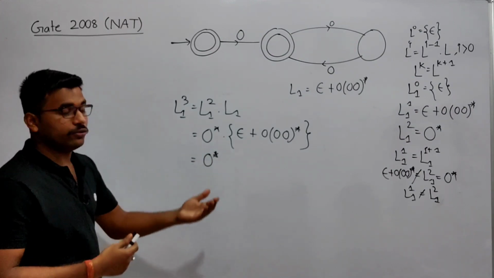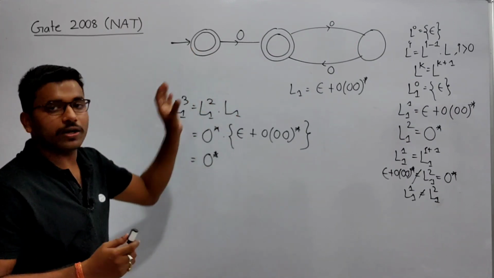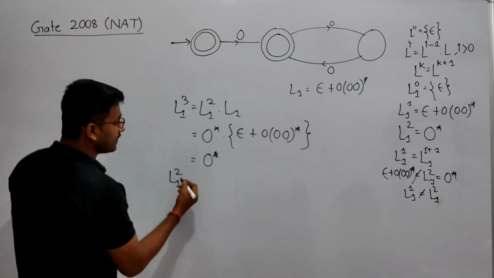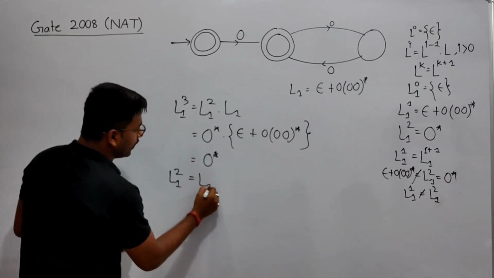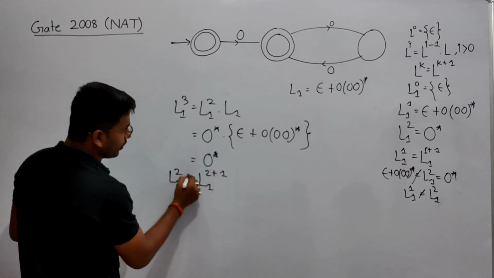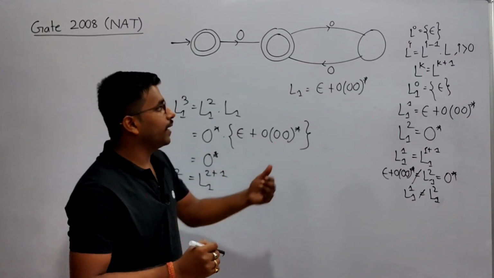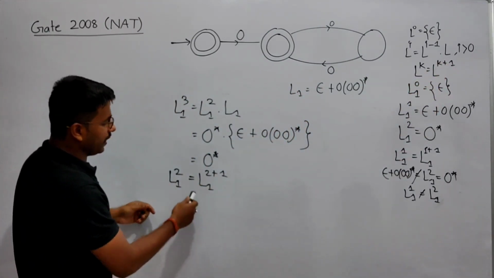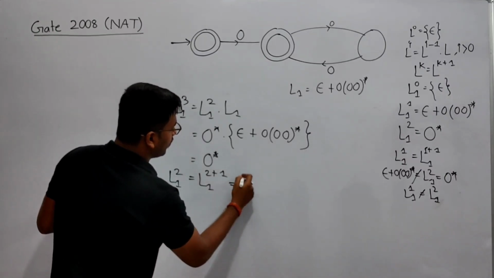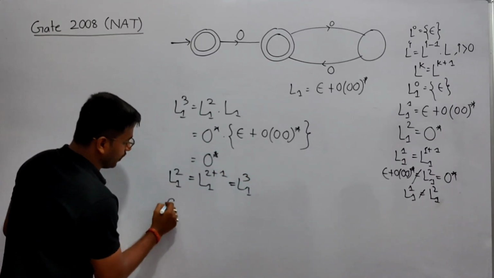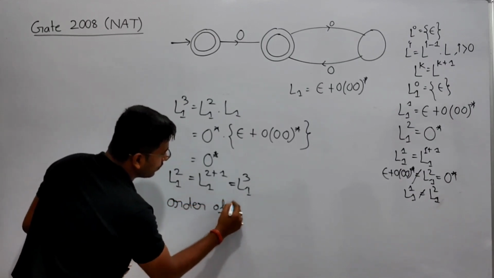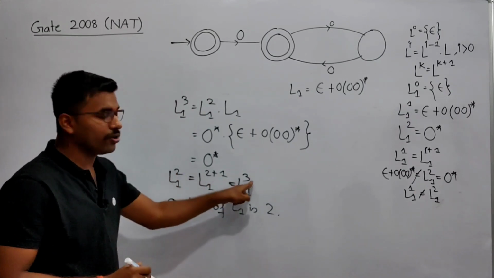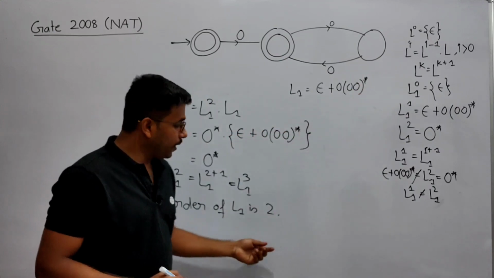Now check whether 2 is the order of this L1 or not. We need to check whether L1 2 is equal to L1 3. So L1 2 plus 1, this number is your k. See, this is the thing where students made a mistake. The smallest k, this is the k. Okay, so L1 2 is your 0 star, and L1 3 is also your 0 star. So 2 is the order. Okay, so order of L1 is 2, because L1 2 is equal to L1 3. So 2 is this is the k. This is not the k. It is k plus 1.